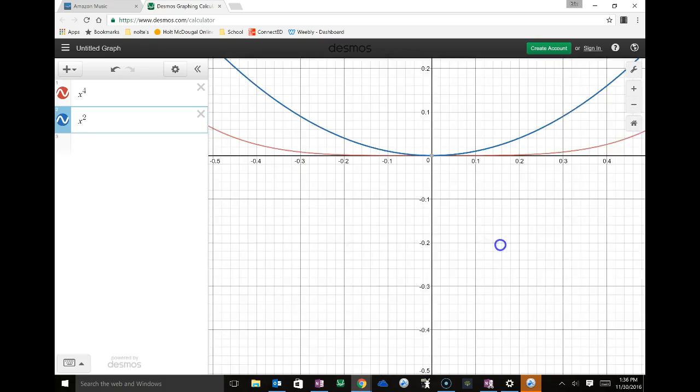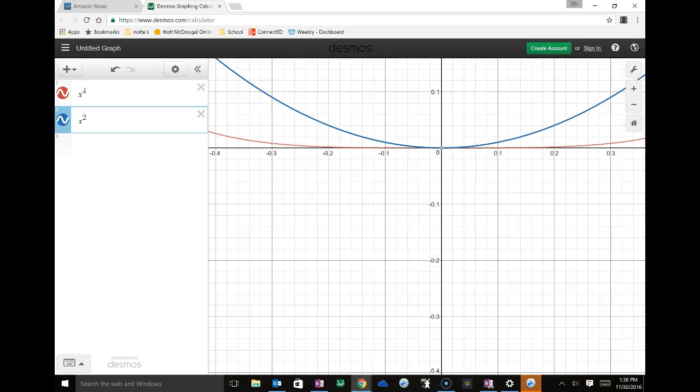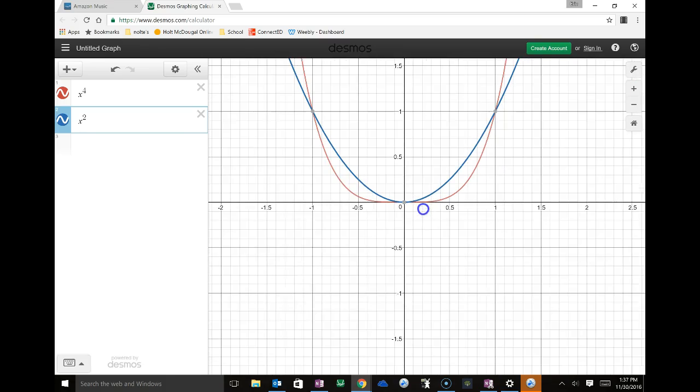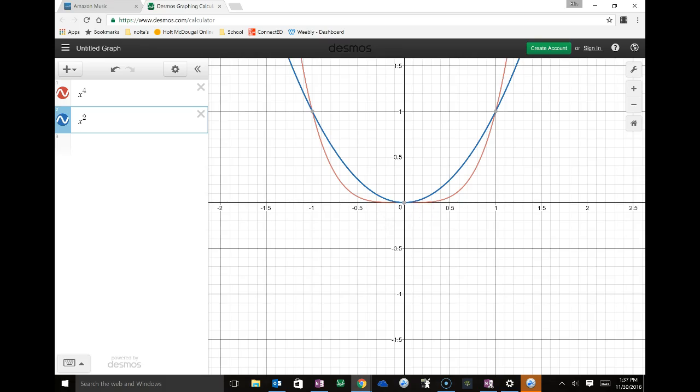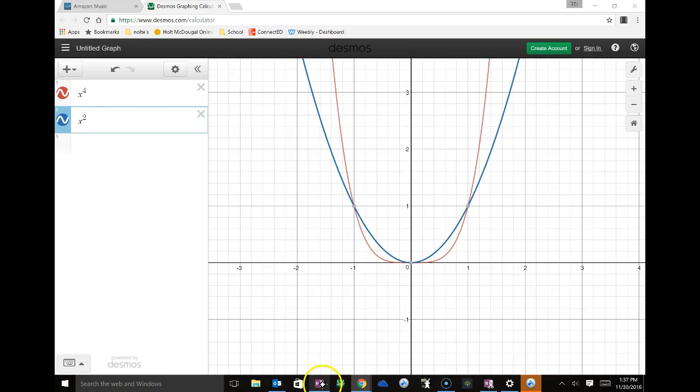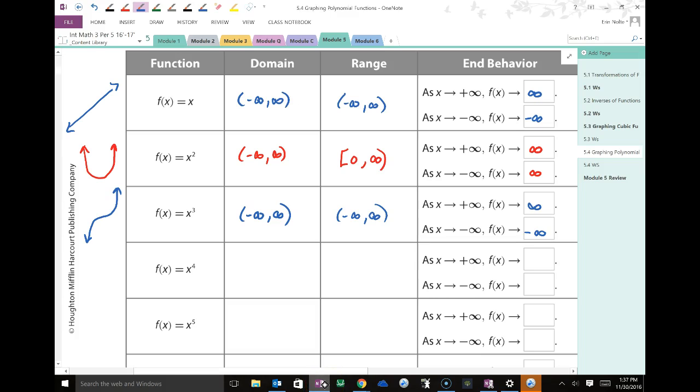You see how no matter how much I zoom in, it is increasing. It doesn't touch it more than once, but it just is more rigid. It looks flatter, so it increases slower than the x squared initially, until you hit 1, and then it's going to increase faster. So bottom line here is that x to the fourth is simply a parabola.